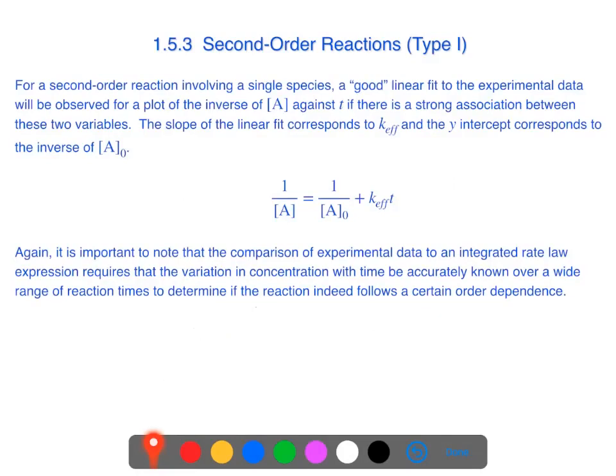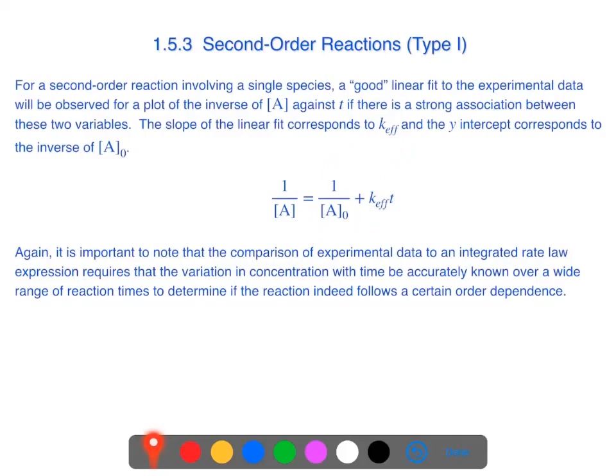So for a second order reaction involving a single species, and that is the type 1, a good linear fit to the experimental data will be observed for a plot of the inverse of the concentration of A against time if there is a strong association between these two variables. And the slope of the linear fit corresponds to K effective, and the y-intercept corresponds to 1 over the initial concentration of A.